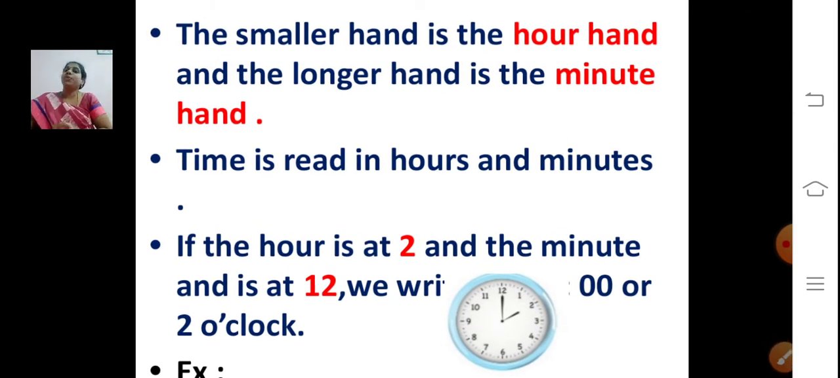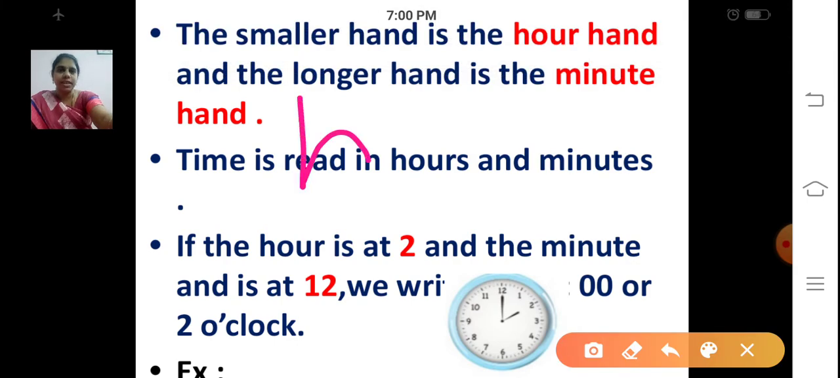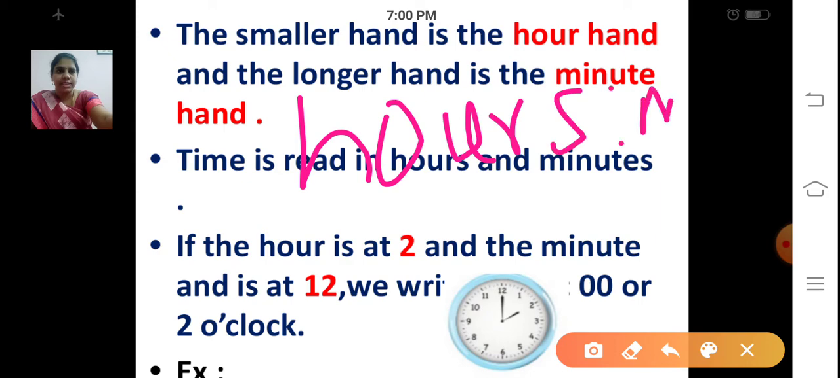So now how to see the time? Time is represented by hours and minutes. First we will write the hours and then minutes. Isn't it? M-I-N is minutes. The smaller hand represents the hours, so first we'll write the hours. Then the minutes. It is represented by the longer hand, right?